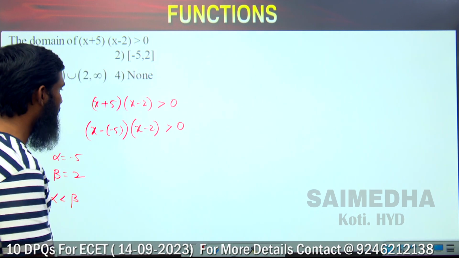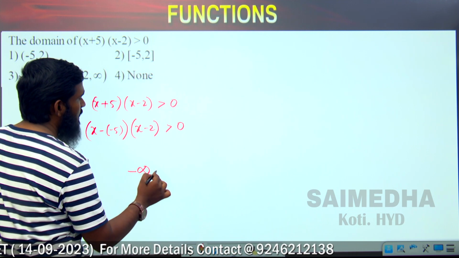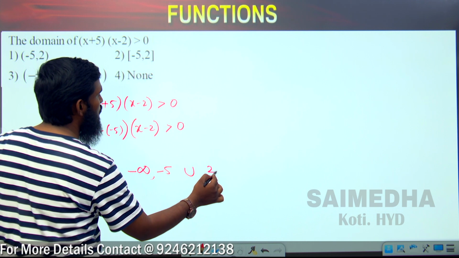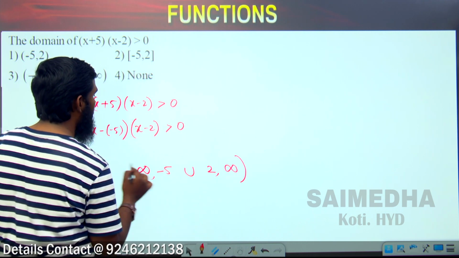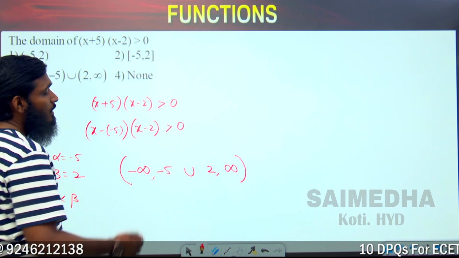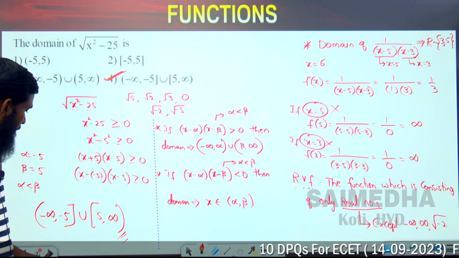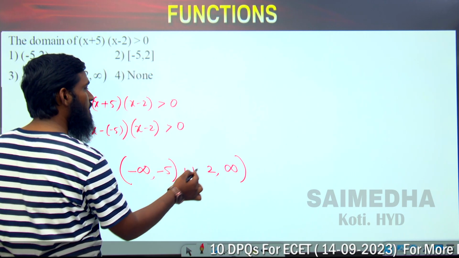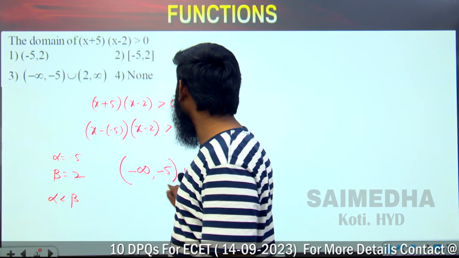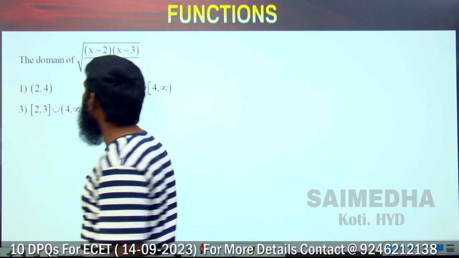Now we have greater than. Greater than means how do we write the answer? Minus infinity comma alpha, alpha being minus 5, union beta comma plus infinity, beta being 2, with a round bracket at minus infinity. We are not having equal to here. If it was equal to, we would use square brackets. If you are not having equal to, then again we have to use a round bracket. So which option is correct? Minus infinity, minus 5 union 2 comma infinity. So the third option is correct. Now let us go for the next question.